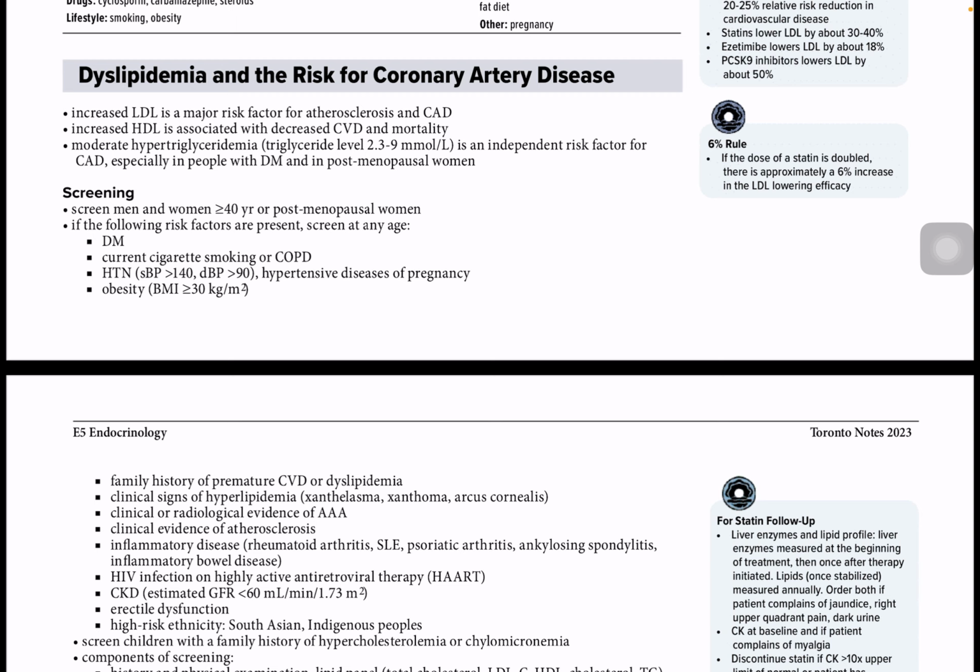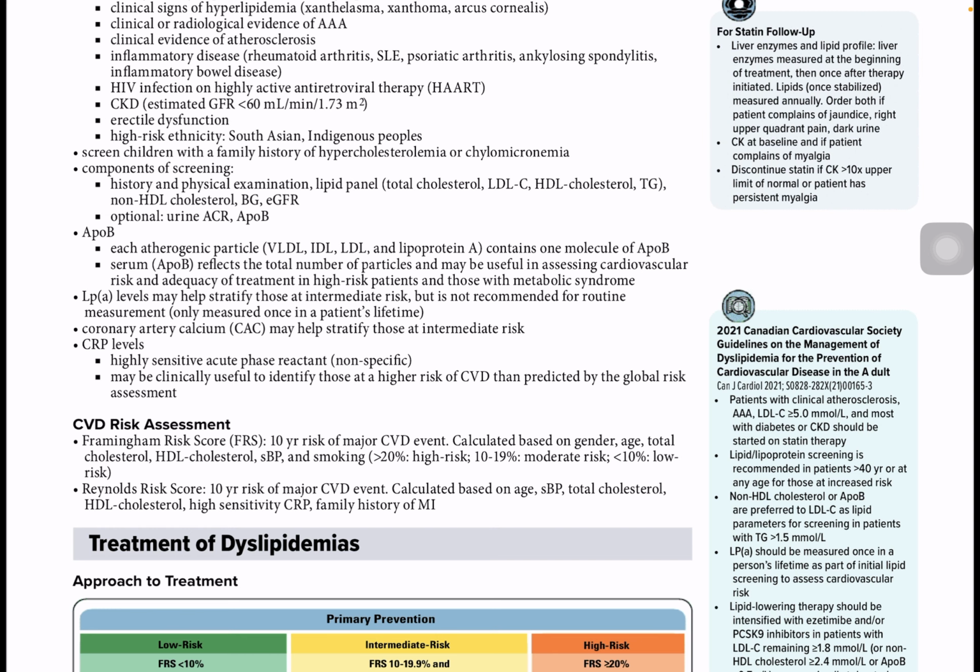rheumatoid arthritis, SLE, psoriatic arthritis, because these are all autoimmune diseases. HIV infection or highly active antiretroviral therapy, CKD, erectile dysfunction, because one of the causes of erectile dysfunction is hyperlipidemia, high risk ethnicity like South Asians and indigenous people. Screen children with a family history of hypercholesterolemia or chylomicronemia.